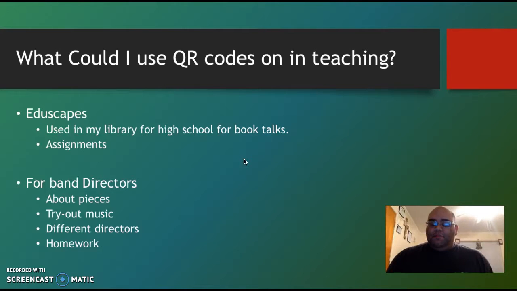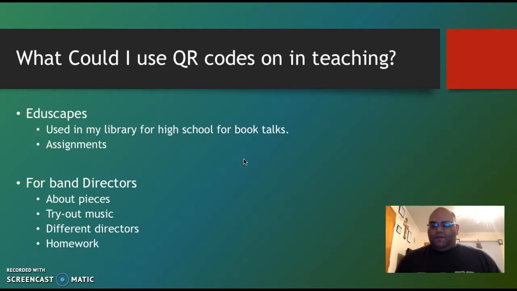Also, but for me, being a band director, I can see them as using QR codes too. It was kind of harder to see what I could use them for, but after doing a little research, I found a lot of good ideas that I can use when I teach. I can do it about pieces.